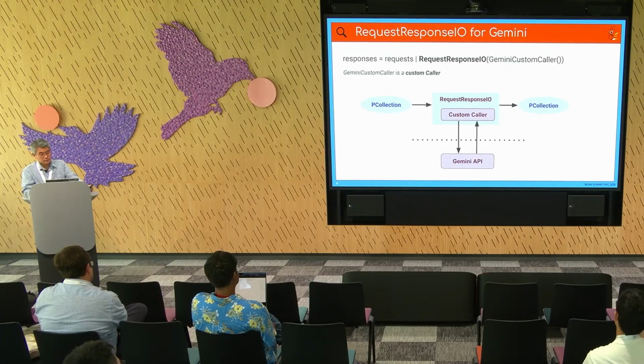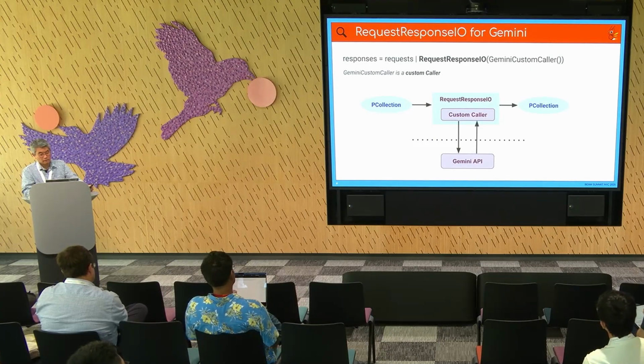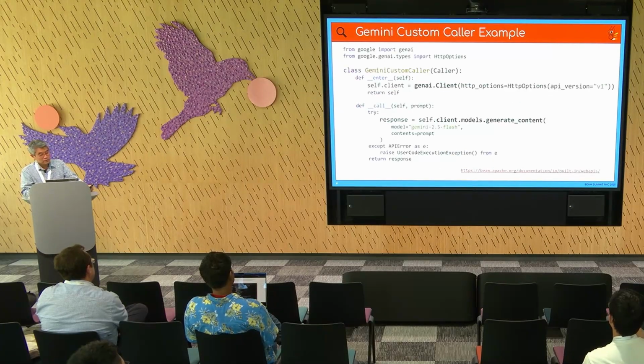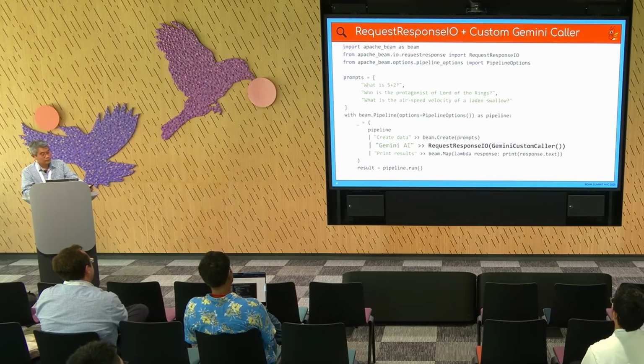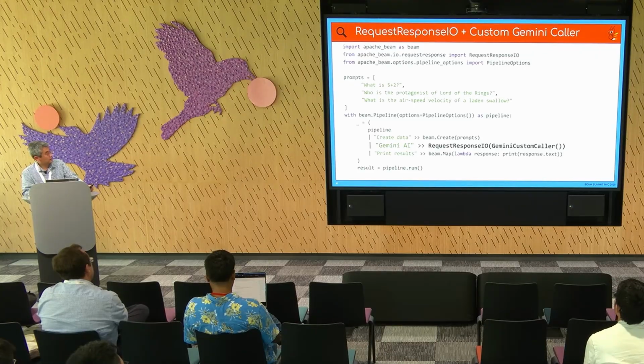First, let's implement with RequestResponseIO for Gemini. With RequestResponseIO, we need to implement a custom caller. This is probably the most primitive implementation, which I just borrowed from the Beam page. And the pipeline code will look like this. But it's still a very primitive implementation, and it's not production ready at all.